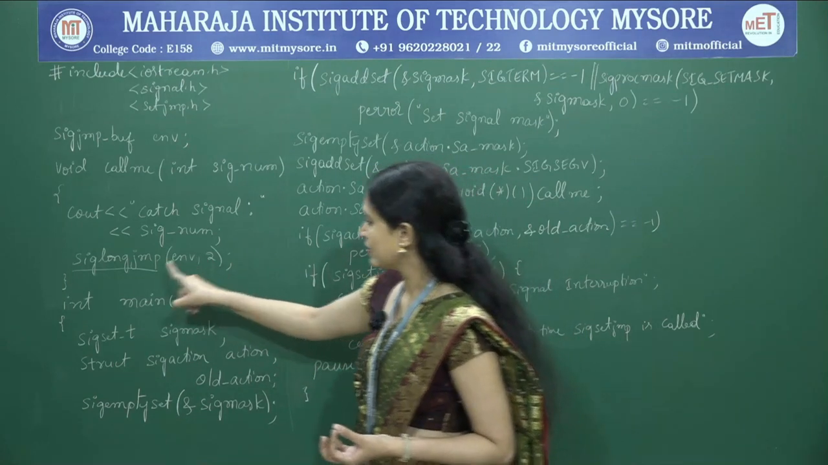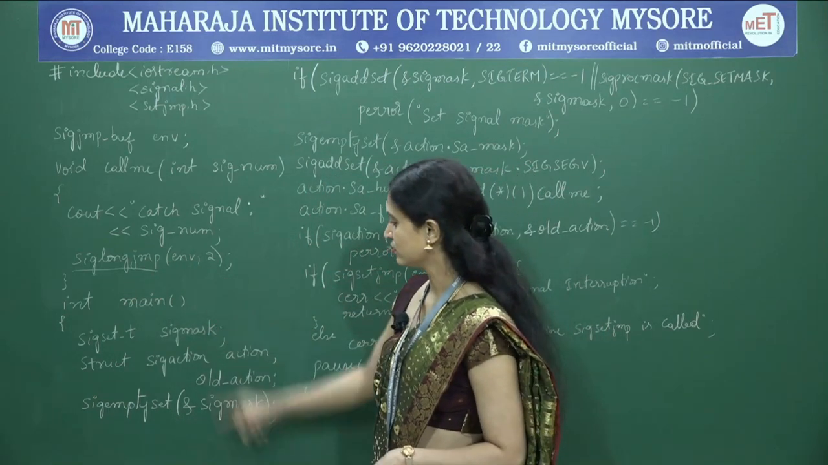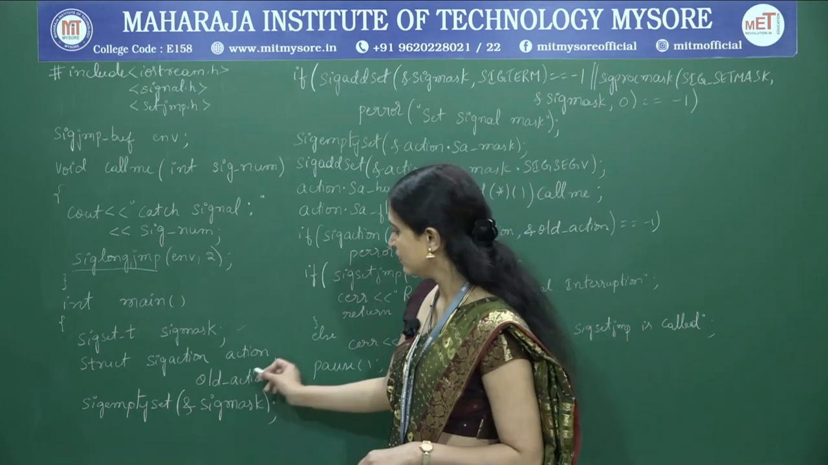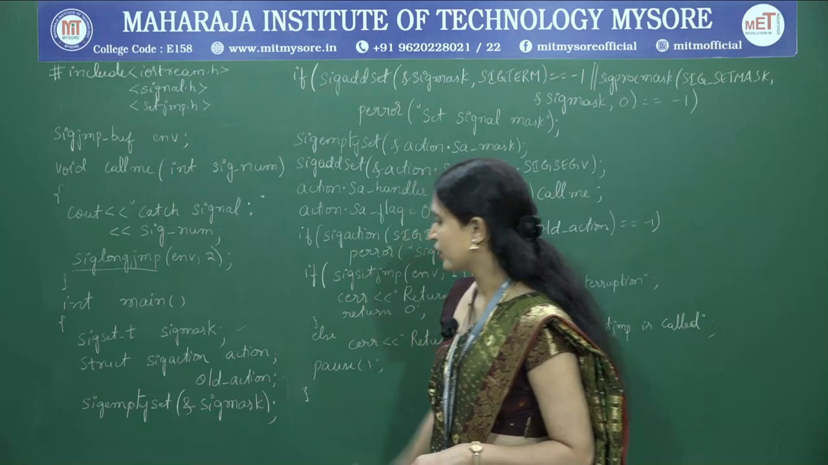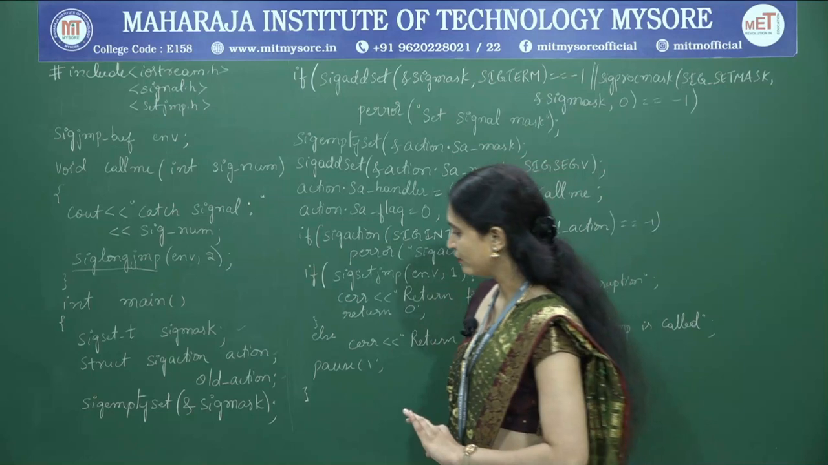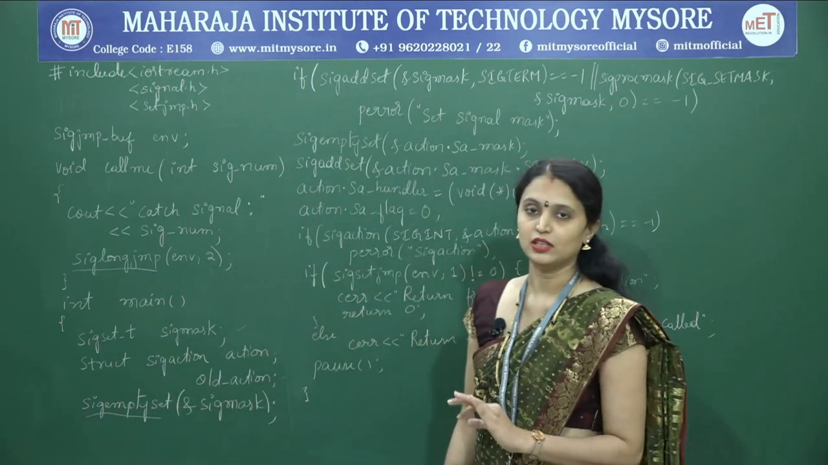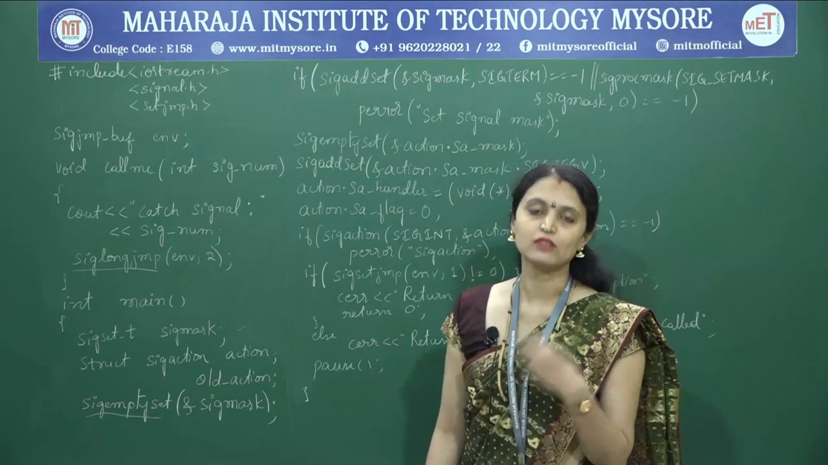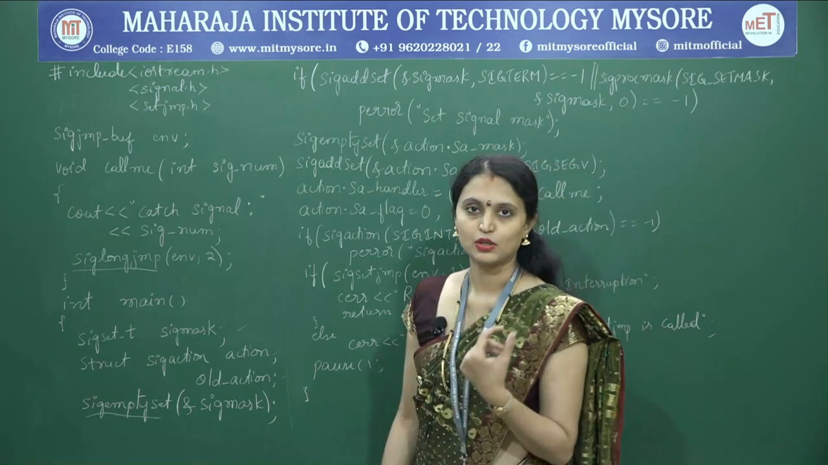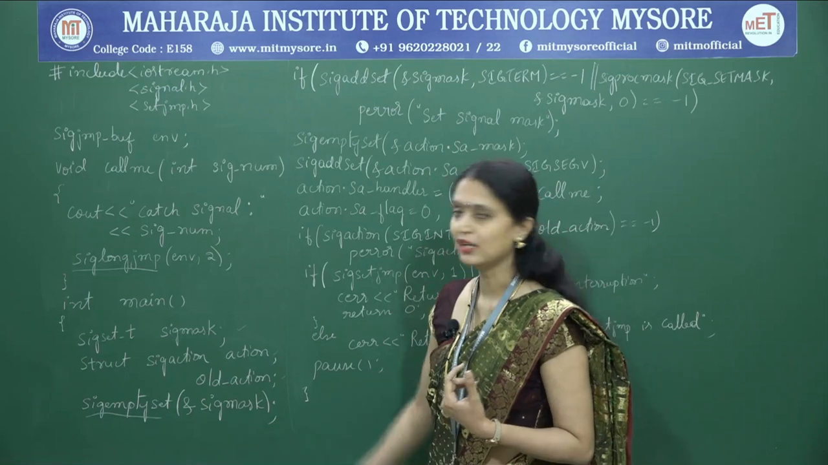Okay, so next I will tell you why we are passing 2 later. In the main function we have declared signal mask, and then action and old action, which is of type struct sigaction. Here we first call the API sigemptyset. Sigemptyset will clear all the bit flags within the signal mask, so right now we are clearing all the bit flags within this signal mask.